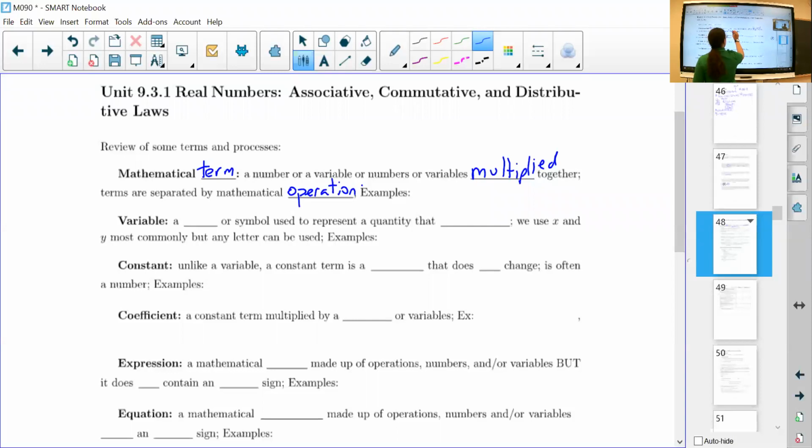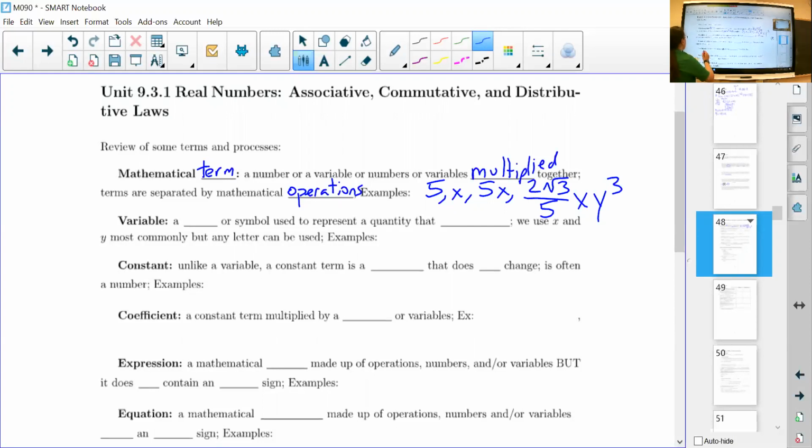So some examples of a term: 5, that's a term, it's a number. X, that's a variable. 5x, number times a variable. Could be even more complicated. It could be like 2 times the square root of 3 over 5 times x y cubed. That's still one term because there are no plus or minus signs in there.